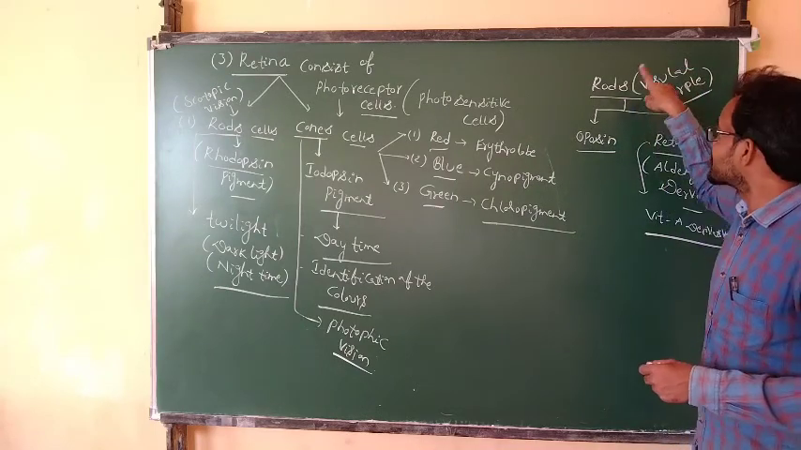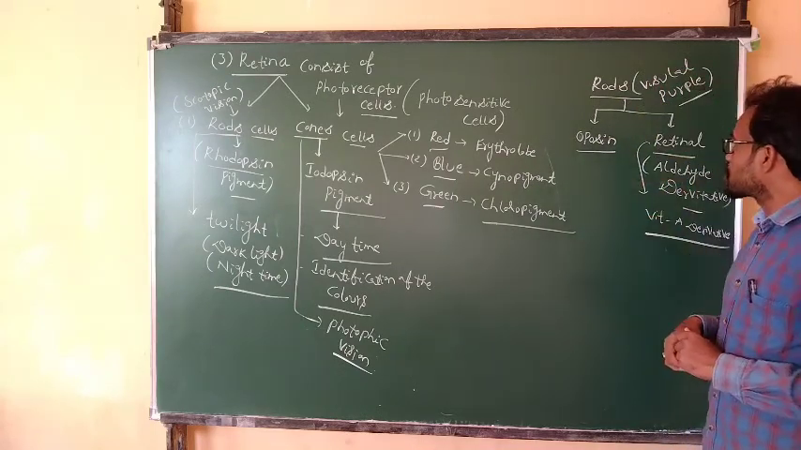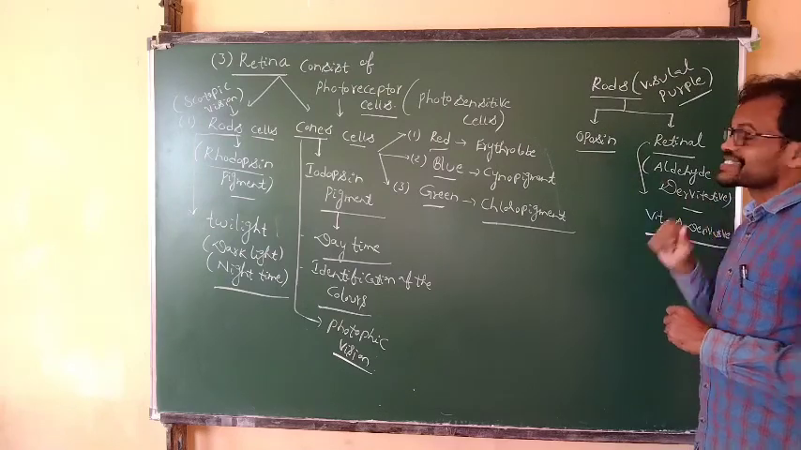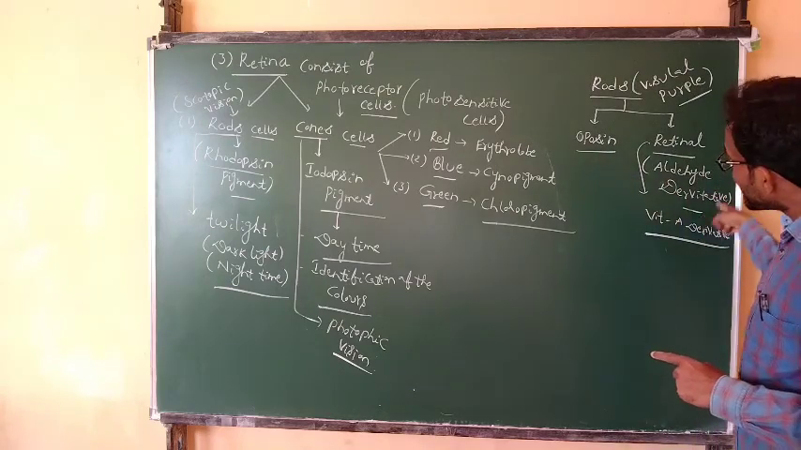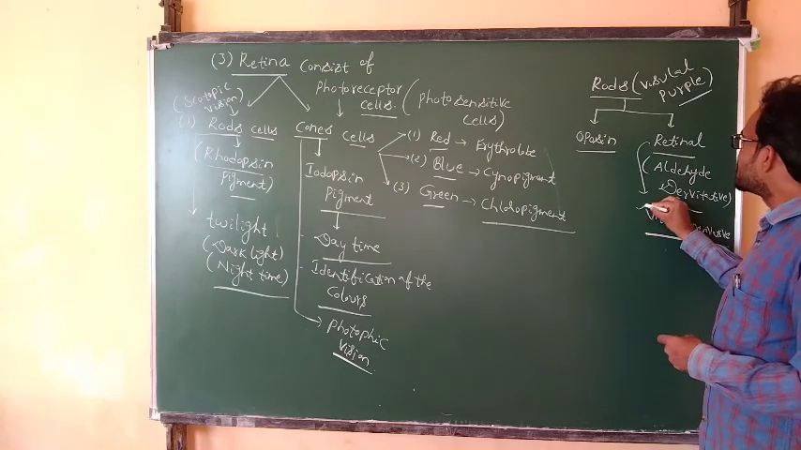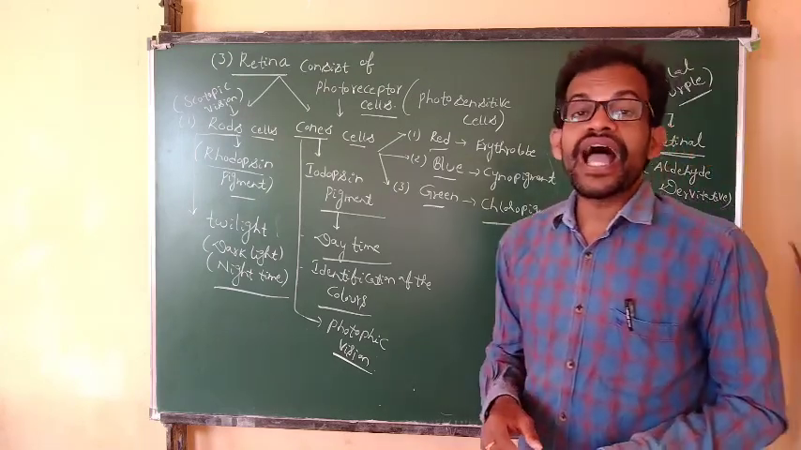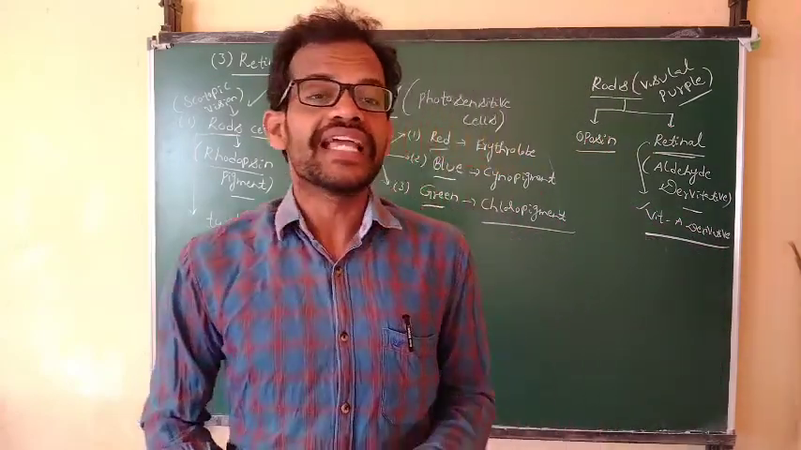What is the color of the rod cells? Visible purple. It consists of opsin. What is the pigment? Opsin plus retinol. Retinol is the aldehyde derivative, the vitamin A derivative.